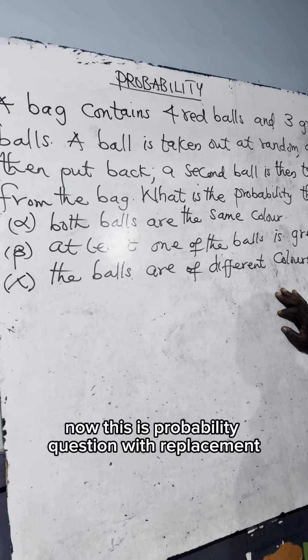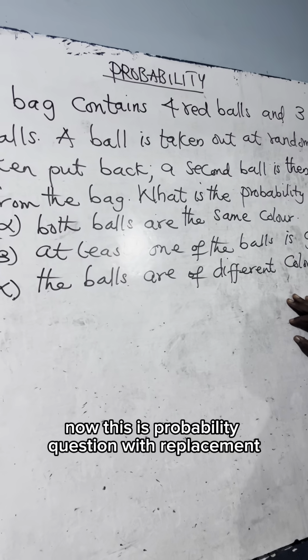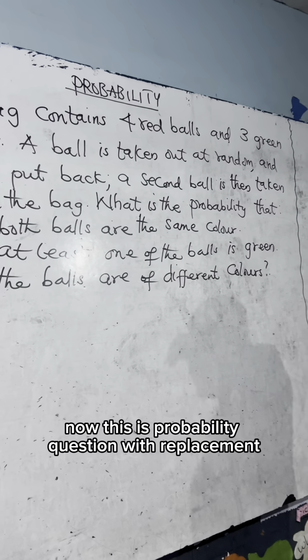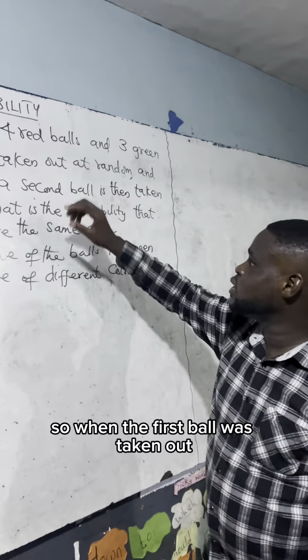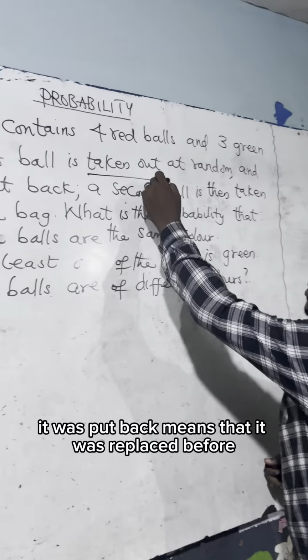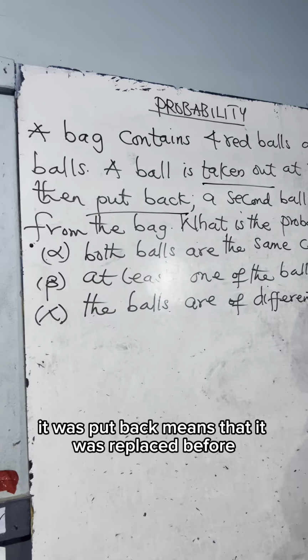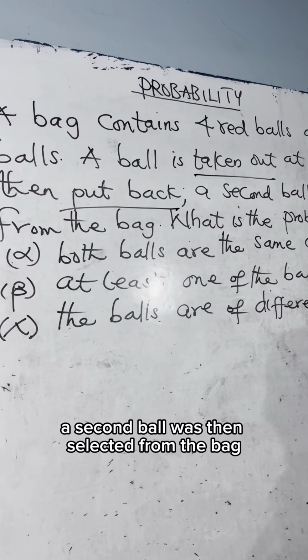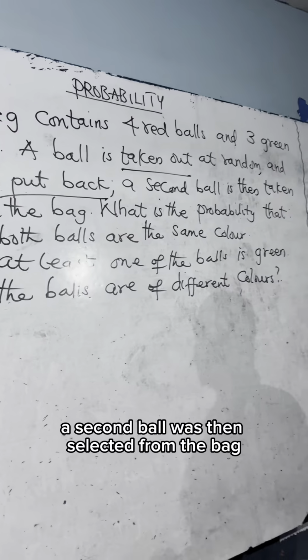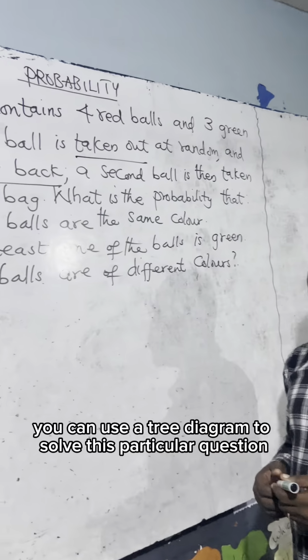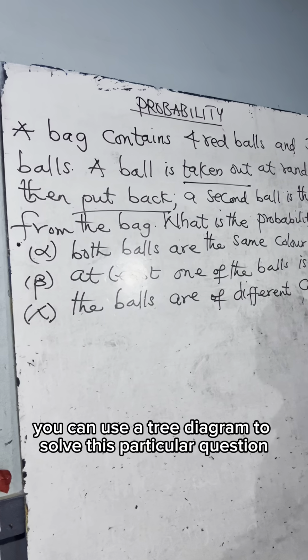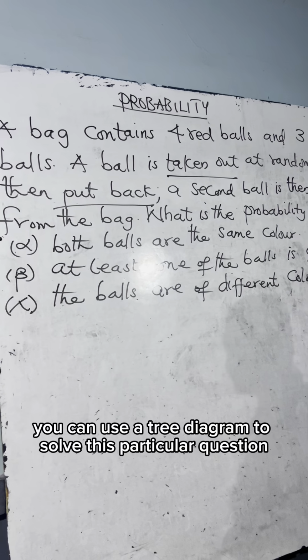Now, this is a probability question with replacement. So when the first ball was taken out, it was put back, which means that it was replaced before a second ball was selected from the bag. So how do we go about this question? You can use a tree diagram to solve this particular question.